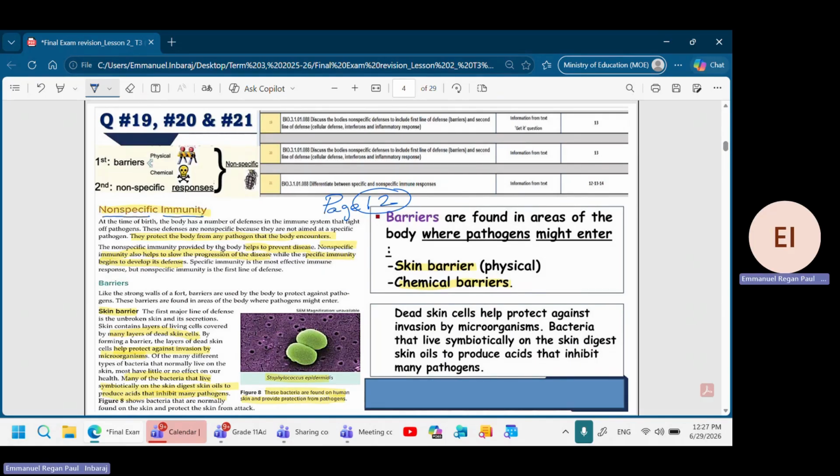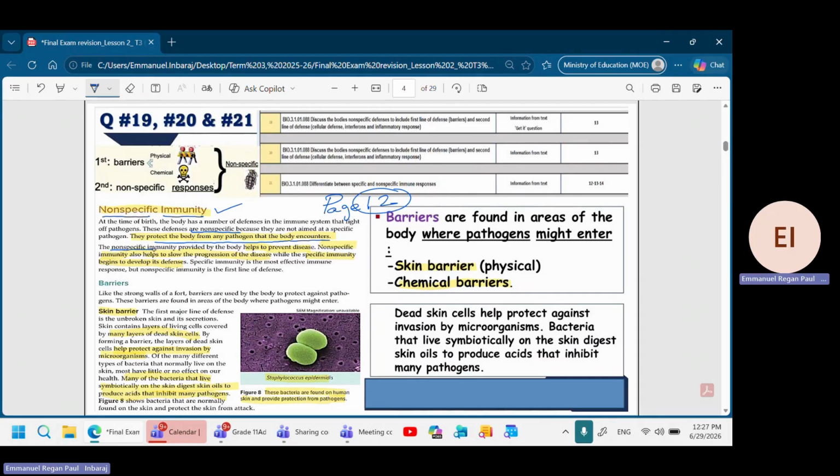What is non-specific immunity? Non-specific immunity is an immune system which protects your body from any pathogen that the body encounters. So it is not specific. It will protect you from any pathogen, any microorganism, any bacteria, virus, or anything. If your immune system is protecting from any pathogen, then it is called non-specific.